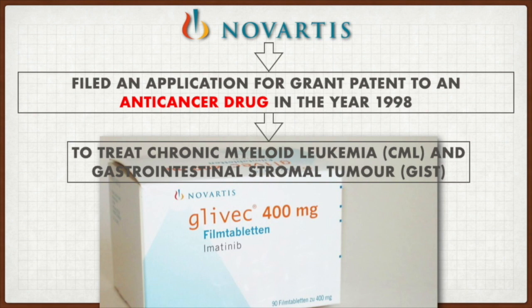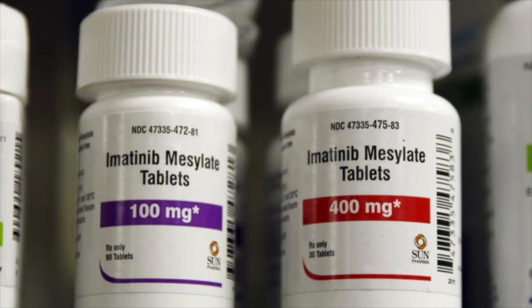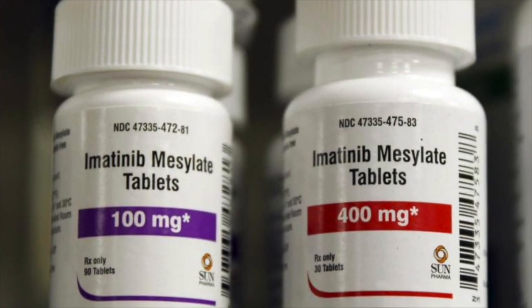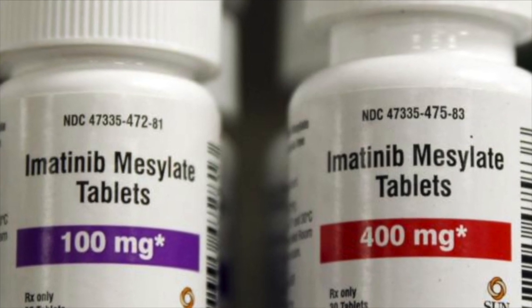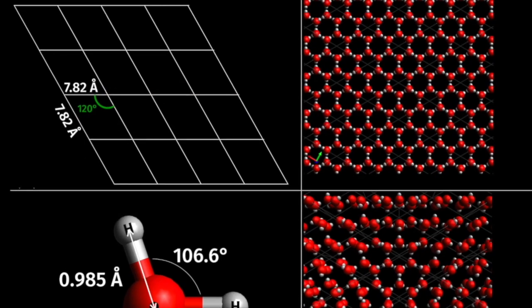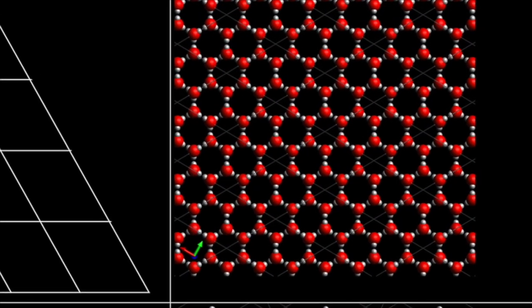So what exactly is Gleevec? It was nothing but a beta crystalline form of the original drug. The original drug's name is imatinib mesylate. Its different form, that is the beta crystalline form, is called Gleevec. So they applied for a patent for this new form.